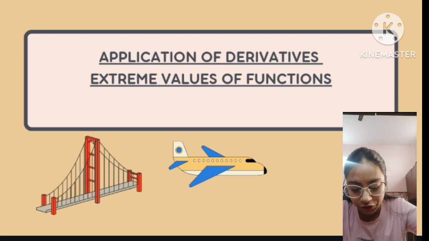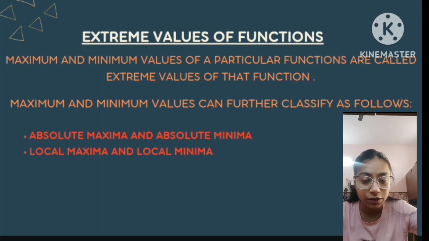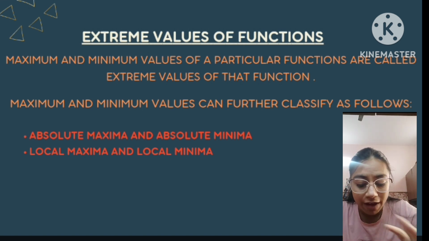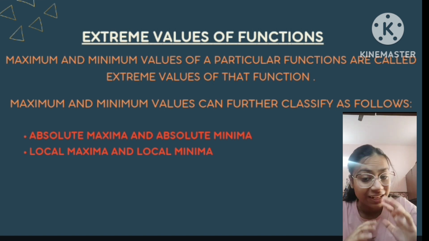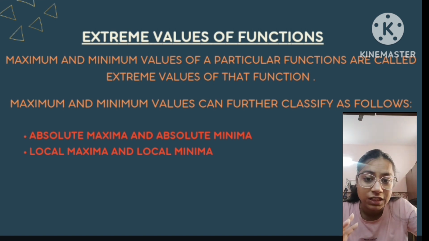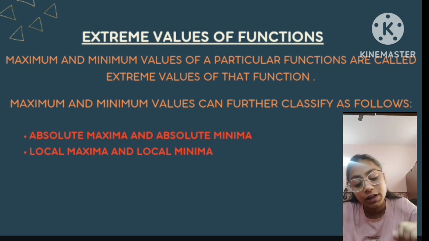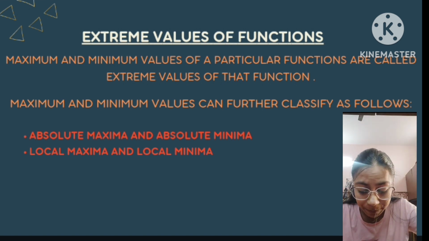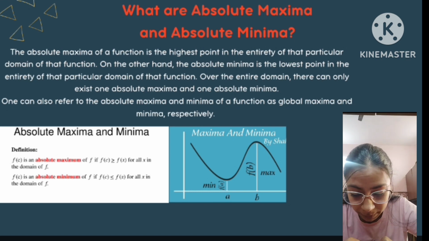Extreme values of functions. So first, what are extreme values of a function? Basically, the maximum and minimum values of a particular function are called extreme values of that function. They can be further classified as absolute maxima and absolute minima, and local maxima and local minima. If we go further, we'll study what absolute maxima and absolute minima are.